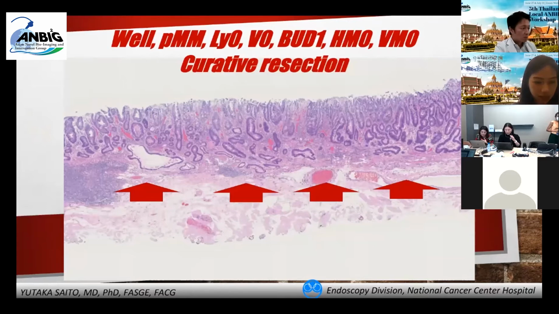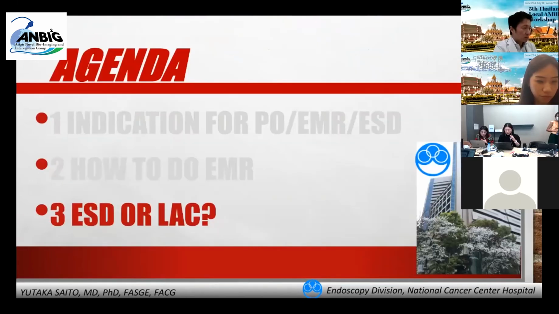In the past, without the technique of ESD, even if we diagnosed intramucosal or SM superficial invasion for this kind of large LST-NG lesion, we had no endoscopic treatment possibility, and laparoscopic surgery was done for this kind of lesion. Another similar case. This is a recent case.